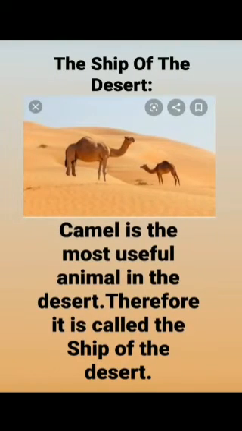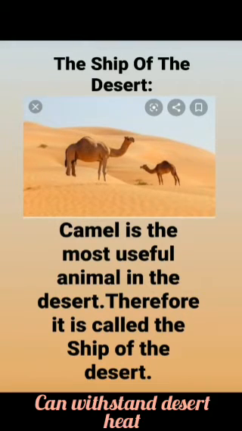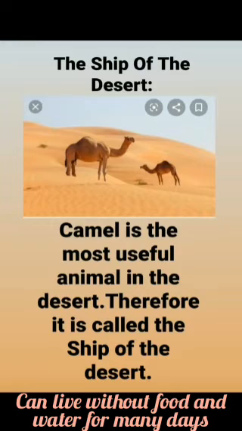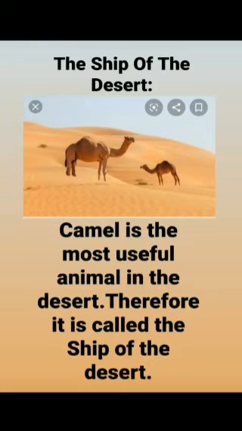Now, the ship of the desert. The camel is the most useful animal in the desert. It can withstand the desert heat, walk easily on the sand, and live without food and water for several days. It is therefore called the ship of the desert.